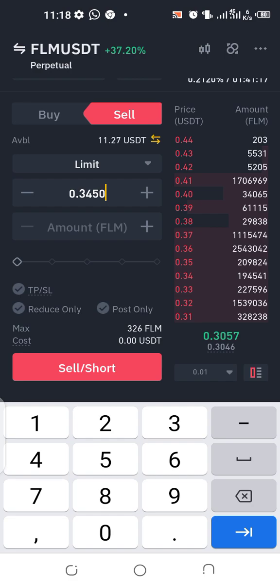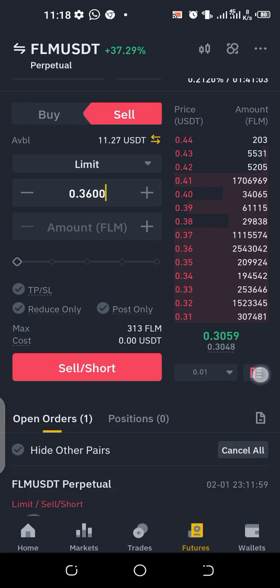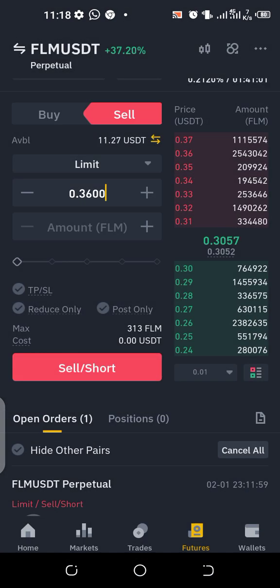That's what I do. But you can just do 3500 just below it. If you want, you can do the exact 3600, although that's not likely to be filled because it's not likely to reach that price. And so that's using the order book to predict price movements.